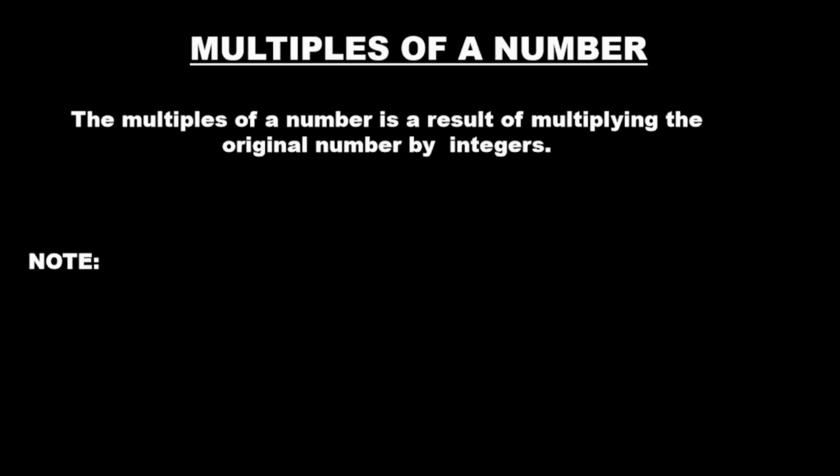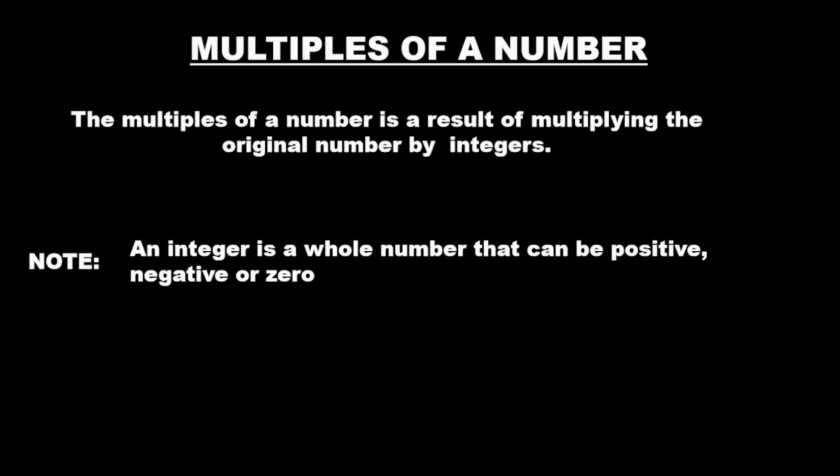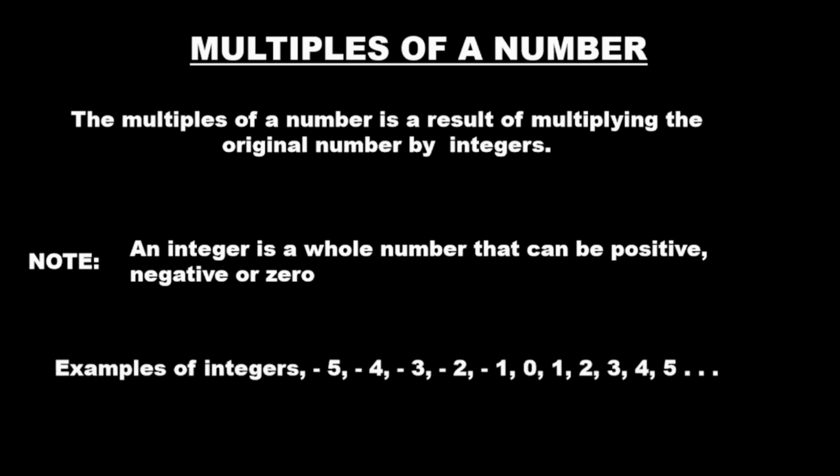Now, what are integers? An integer is a whole number that can be positive, negative, or zero. Some examples of integers are -5, -4, -3, -2, -1, 0, 1, 2, 3, 4, 5, and the list goes on. So for us to find the multiple of a number, we have to multiply the number by integers. For example, by 1, 2, 3, and the list goes on.